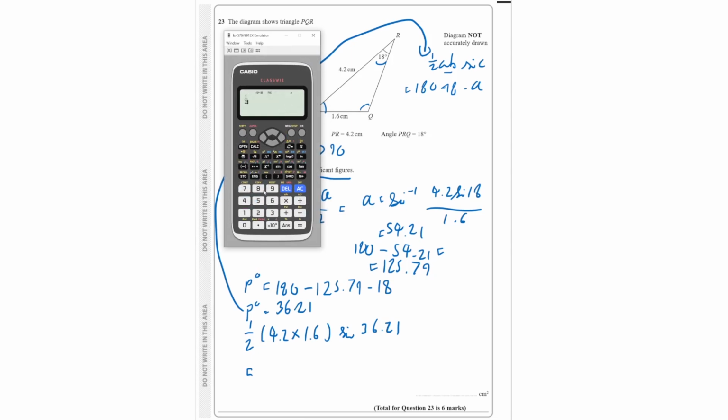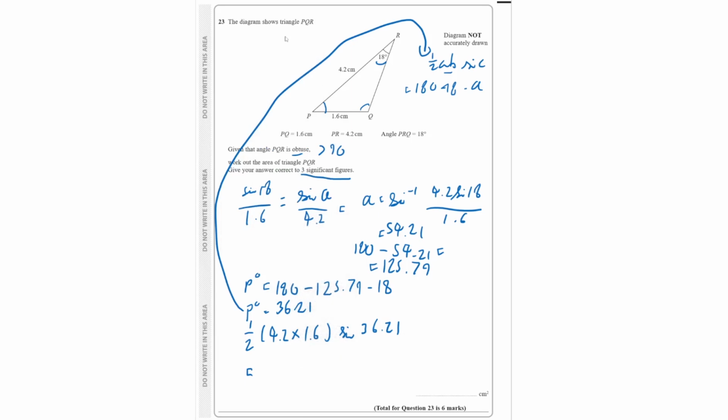Our final area, we can use a calculator to find out. 1 over 2 times open bracket 4.2 times 1.6 close bracket, sine our answer, is equal to 1.98. And that is already three significant figures. This is given in centimeters, so I can write here centimeter squared.